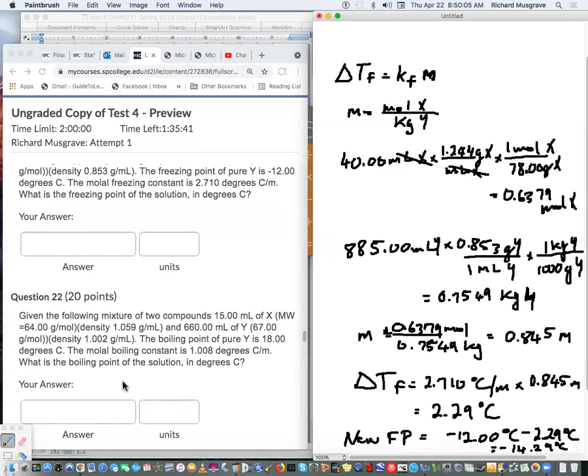Okay, number 22 is looking for the boiling point, and you'll do this pretty much exactly the same way, except that at the end, when you're getting the new boiling point, you won't subtract, you'll add. And the reason for that is because it's boiling point elevation. Does anybody have any questions about number 22? I'm not going to do number 22 because it's pretty much exactly the same except for that last part. All right, how do you feel about number 21 and 22?